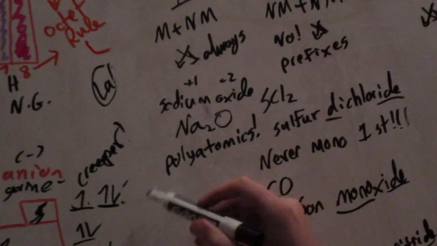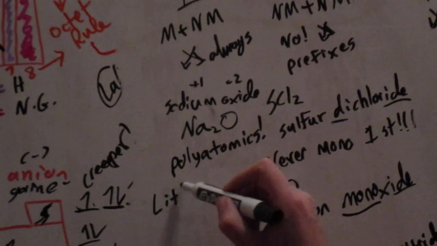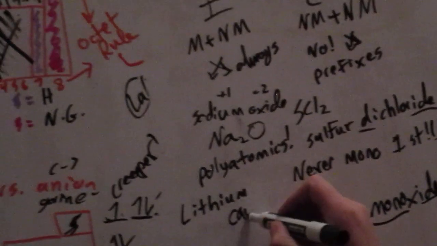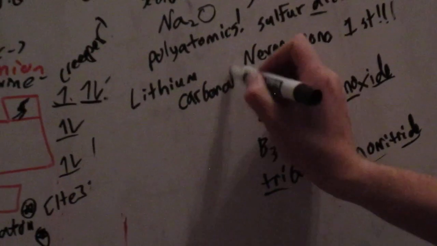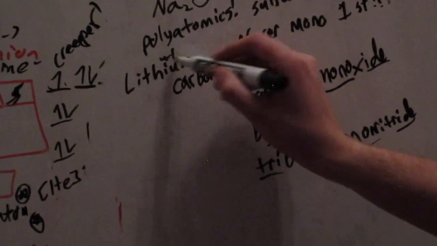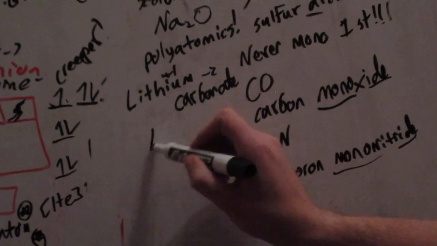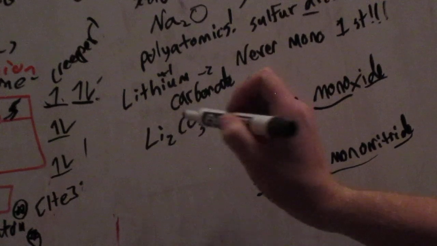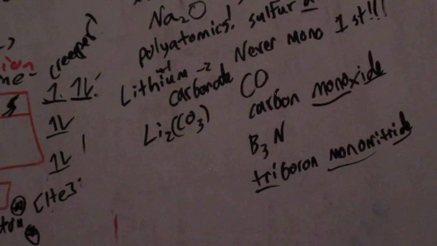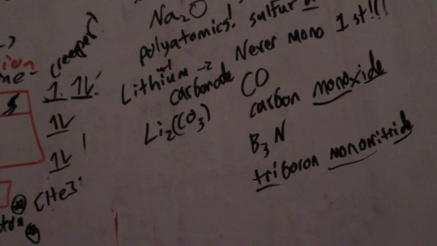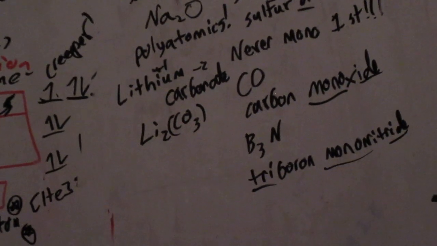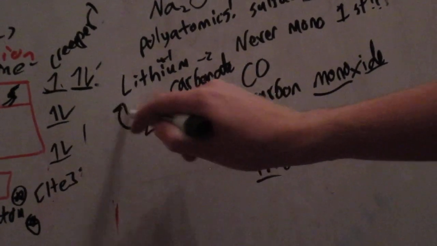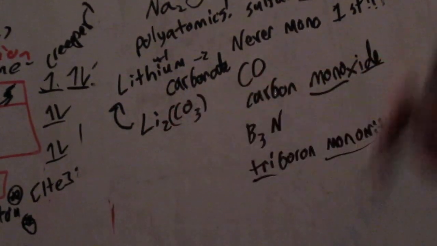So for example, something like lithium carbonate. Lithium is +1, carbonate's -2. That one would be Li2CO3. And again, the CO3 is the carbonate. So just kind of going from there. Be very, very aware of that. Going this way is way easier because that's lithium, that's carbonate.